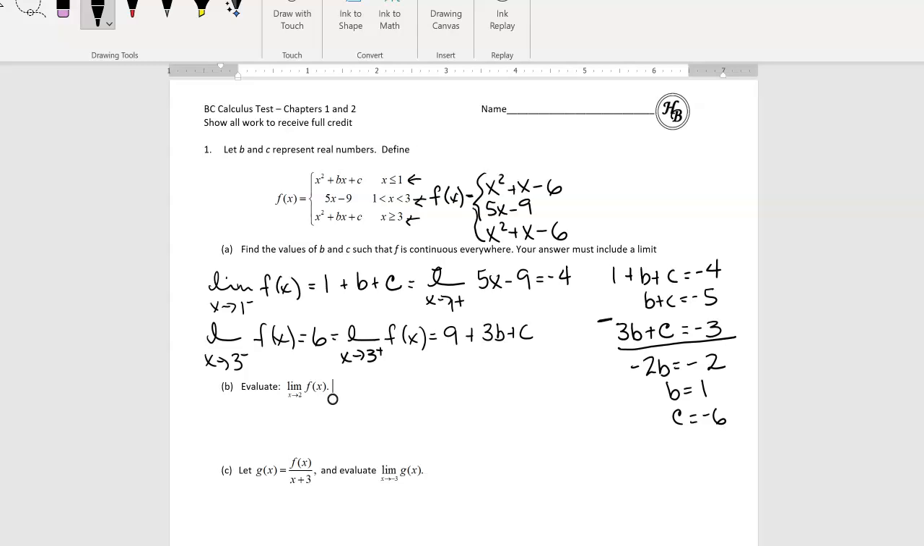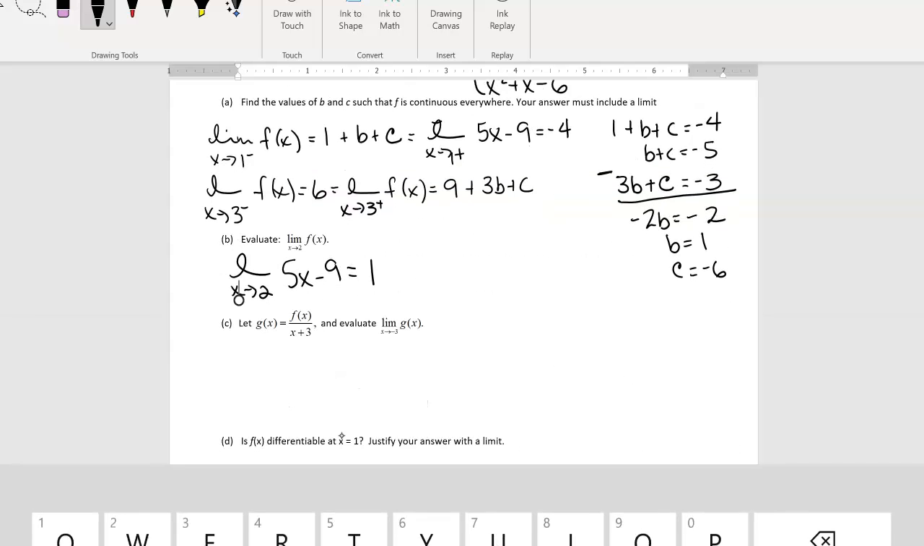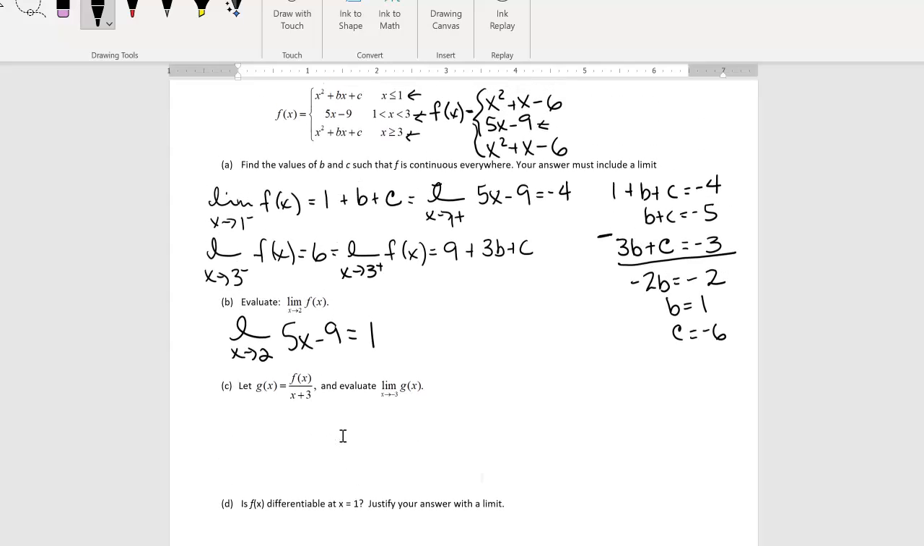So if we're going to evaluate the limit as x approaches 2, 2 is in this center. And so the limit as x approaches 2 of 5x minus 9 is 10 minus 9, which is 1. Okay? All right, now let's do this limit.